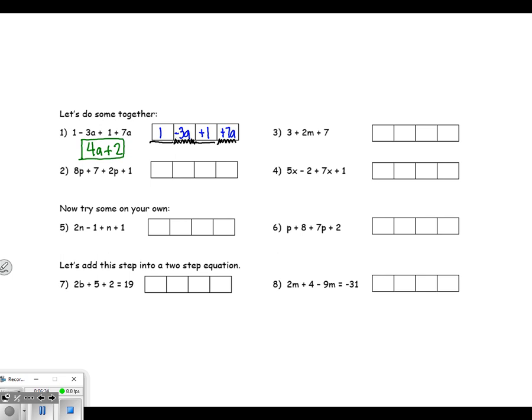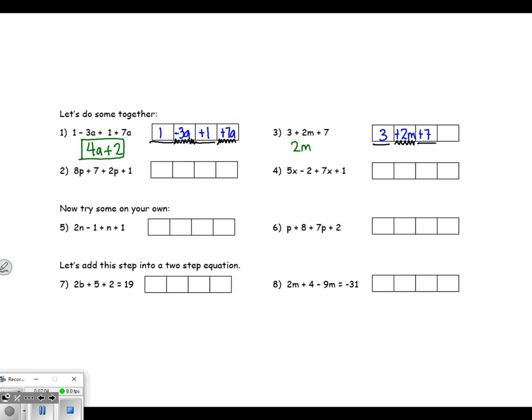Okay, let's try another one. Again, I'm going to put my terms in boxes. I got 3 plus 2m plus 7. I only have 3 terms this time. So 3 is a constant term, plus 2m is a variable term, plus 7 is a constant term. And now I can combine. Looks like I only have the one variable term, 2m.